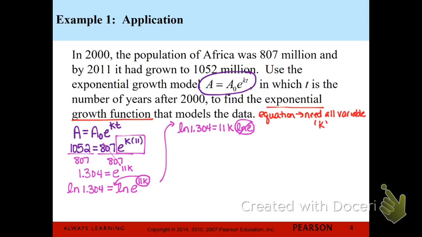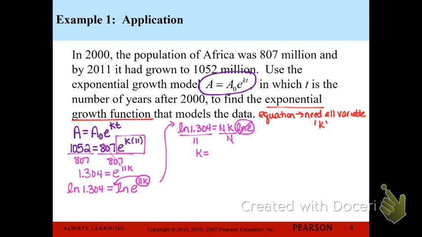So anytime you have just natural log of E, you can go ahead and cancel it out if it's being multiplied because it's equal to 1, and anything times 1 is itself. So what do we do now? Divide by 11. You could have done the natural log of 1.304 and then divided by 11. Either way will work. Then go ahead and solve for K.